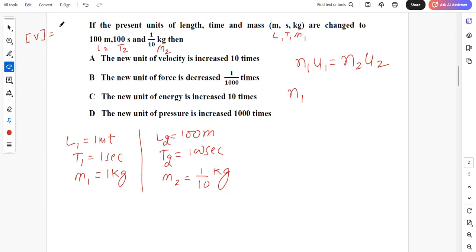Speed is distance by time. Correct. I can write this as L t to the power of minus 1. Okay, this is what? Velocity. Velocity. Velocity.